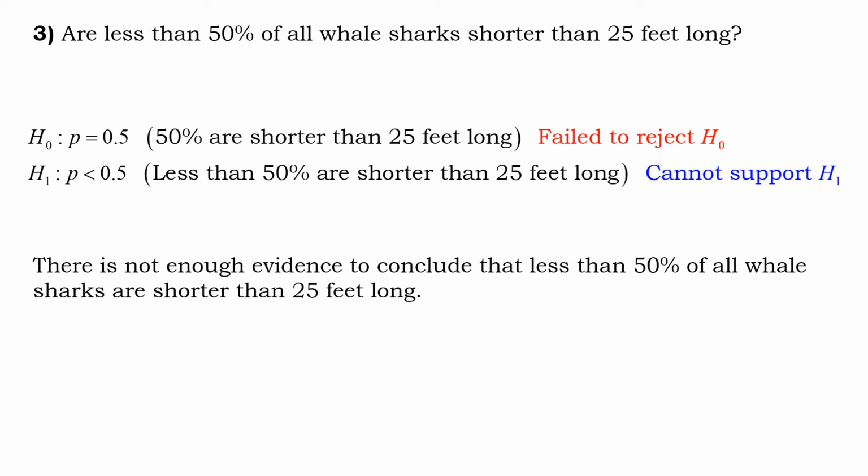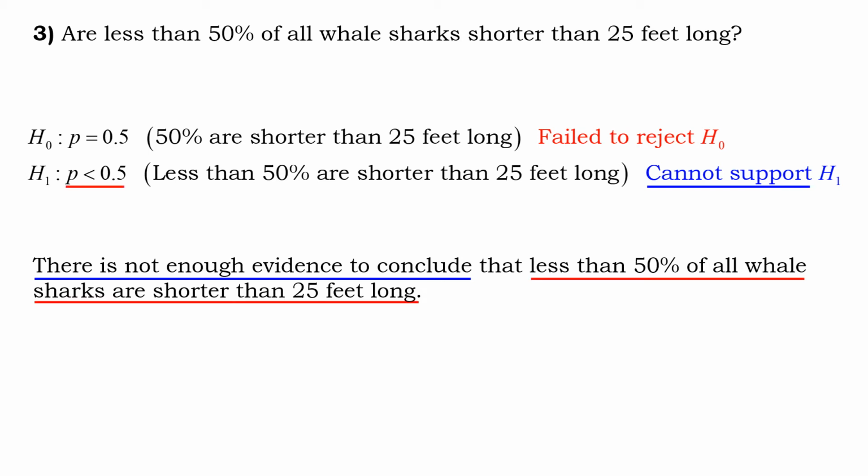So there's not enough evidence to conclude that less than 50% of all whale sharks are shorter than 25 feet long. Again, how do I get to this conclusion? Well, I cannot support it. I lacked evidence to support. That's where "there is not enough evidence to conclude" comes from. What did I lack the evidence to support? H1, and H1 was that p was less than 0.5, which means the percentage was less than 50%. That's where I get that less than 50% of all whale sharks are shorter than 25 feet long.